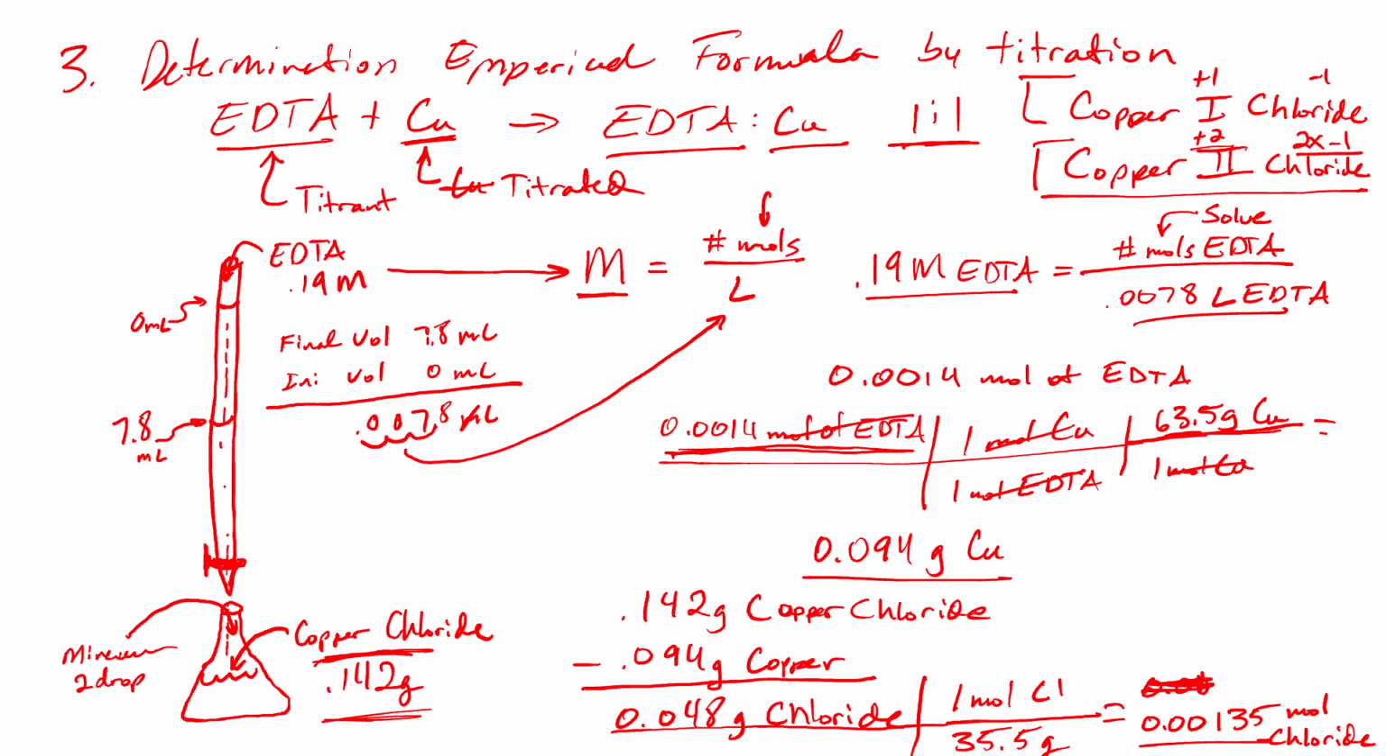But if we stopped one step ahead, right there, then we could just get the number of moles of copper chloride. And so the 0.0014 moles of EDTA times the 1 mole of copper chloride, cancel out the EDTAs, you get moles of copper chloride. So you get 0.0014 moles of copper.